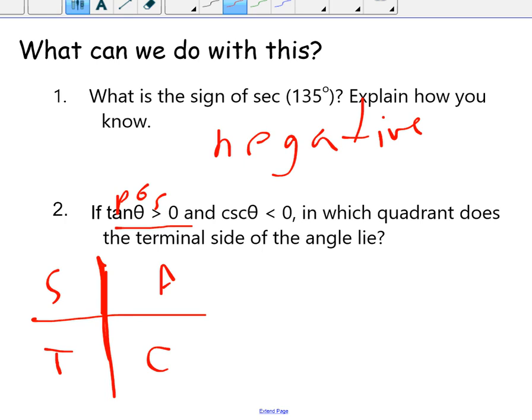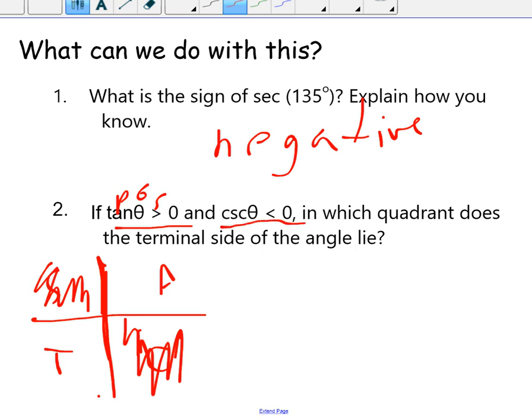So we can get rid of any quadrants where tangent is negative, because we know the tangent value of this angle is positive. So in quadrant 1, tangent is positive because all trig ratios are positive. In quadrant 2, sine is positive, but all other trig ratios are negative, so quadrant 2 is out. In quadrant 3, tangent is positive, that one's good. In quadrant 4, cosine is positive, but sine and tangent are negative, so quadrant 4 is out. Okay, we've eliminated 2 quadrants. We know it's either got to be quadrant 1 or quadrant 3.